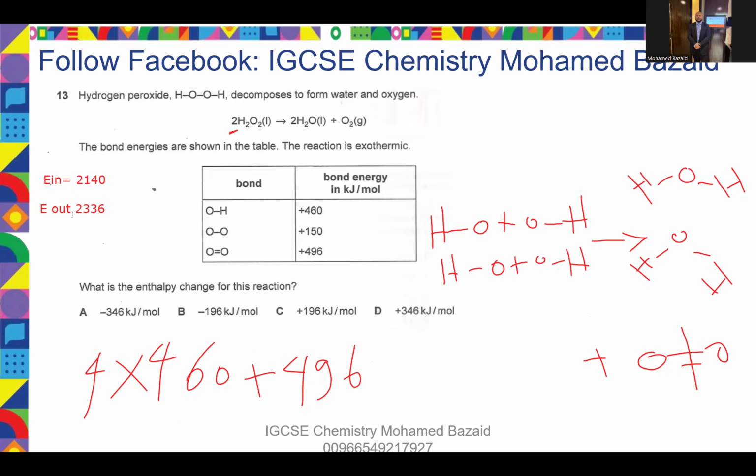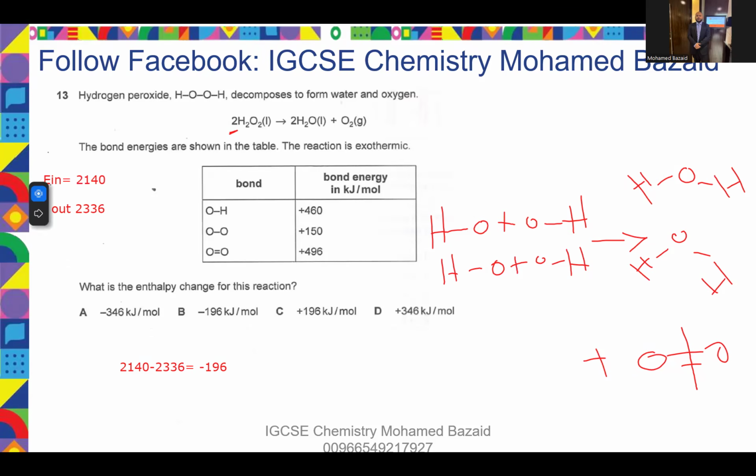Now, to find the energy change, the enthalpy change, I mean, delta H, the energy needed to break the bonds, which is 2140, minus 2336. So 2140 minus 2336 equals negative 196. Where is negative 196? It is letter B. So the answer in this equation is letter B. Yes, to complete.